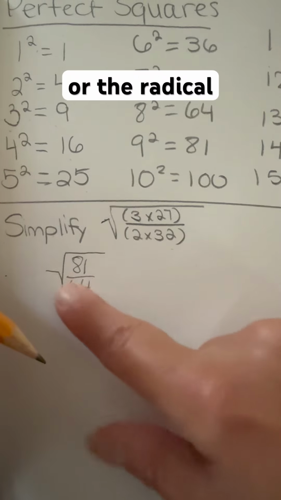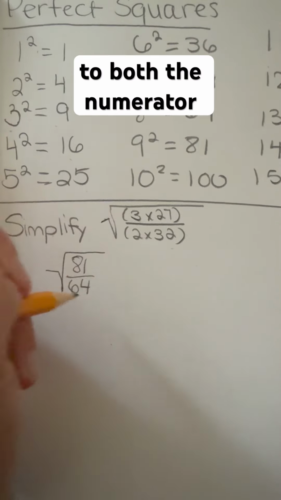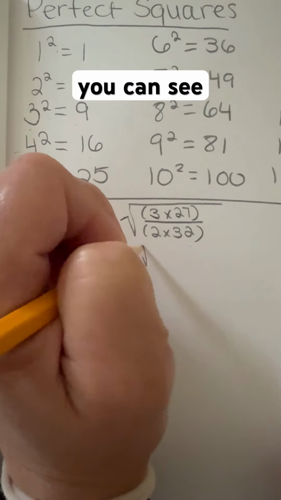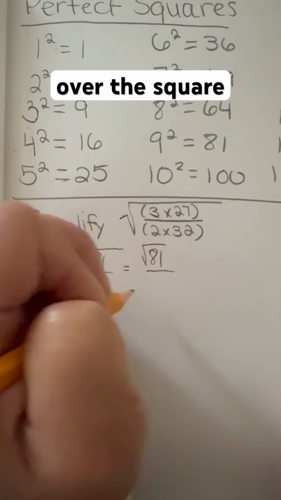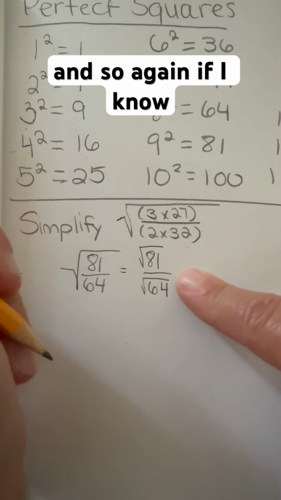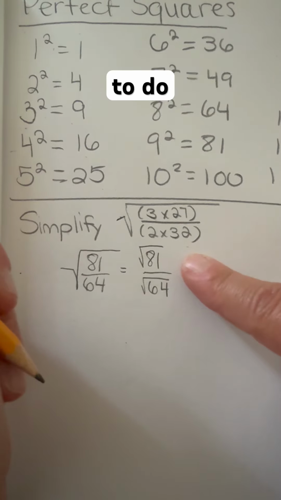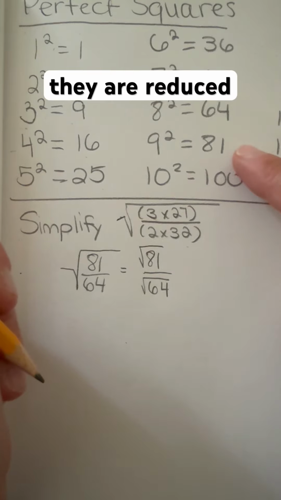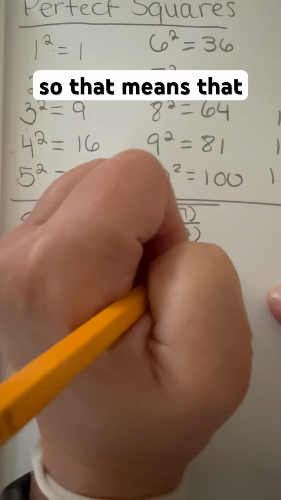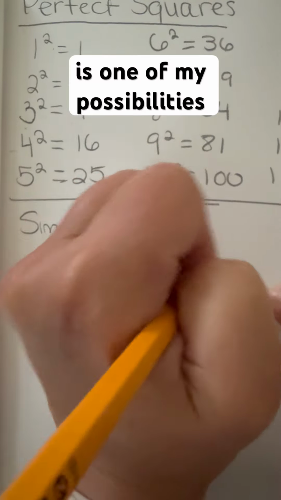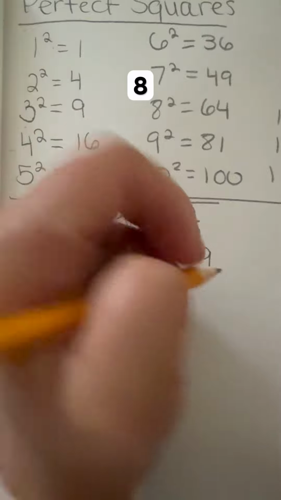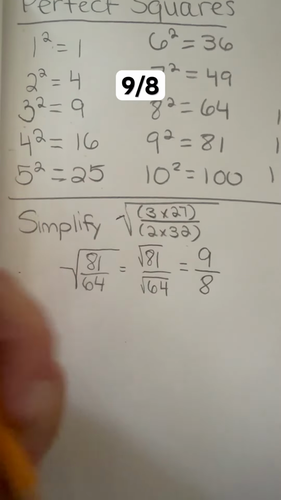Now the root symbol, or the radical, is applied to both the numerator and the denominator. So we're going to rewrite this a little bit differently. You can see the square root of 81 over the square root of 64. So we're looking to simplify this as much as we possibly can. Again, if I know my perfect squares, which is really helpful, I will know what they are reduced down to. So 81 square rooted is 9 times 9. That means that 9 is one of my possibilities. And then 64 right here is 8 times 8. So this is reduced down to 9/8.